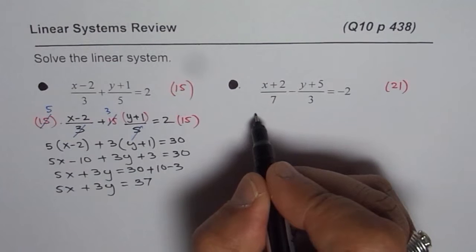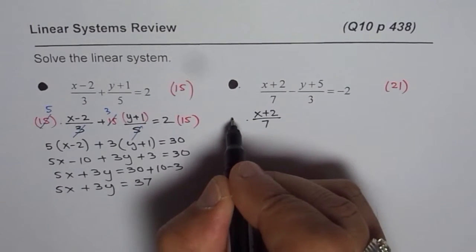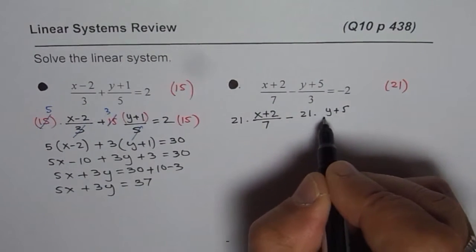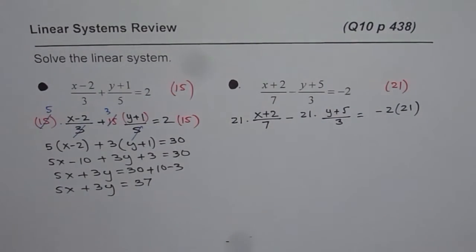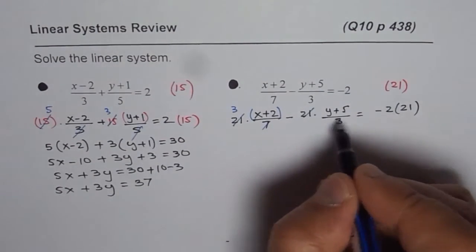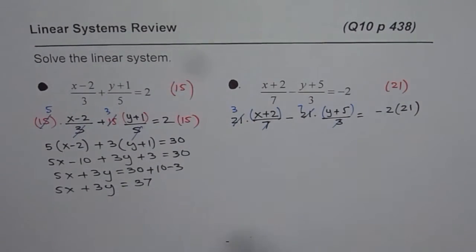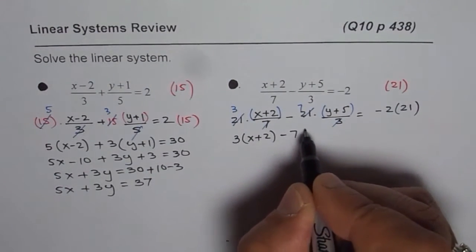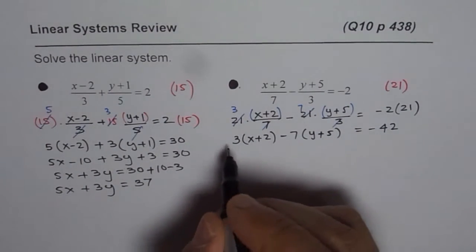We'll do the same thing here, multiplying everything by 21. So we'll do (x plus 2) over 7 times 21, minus 21 times (y plus 5) over 3 equals minus 2 times 21. When you divide, you get 3 here, multiplying 3 with (x plus 2), and 7 there. It's kind of cross multiplied, but not really. Now open the brackets. It is 3 times (x plus 2) minus 7 times (y plus 5) equals minus 42.